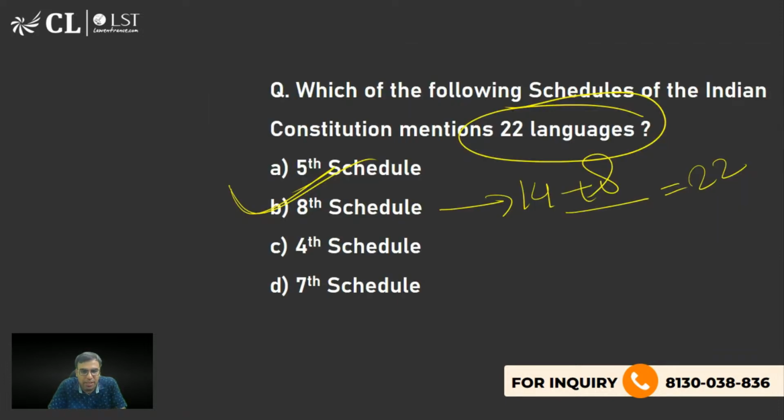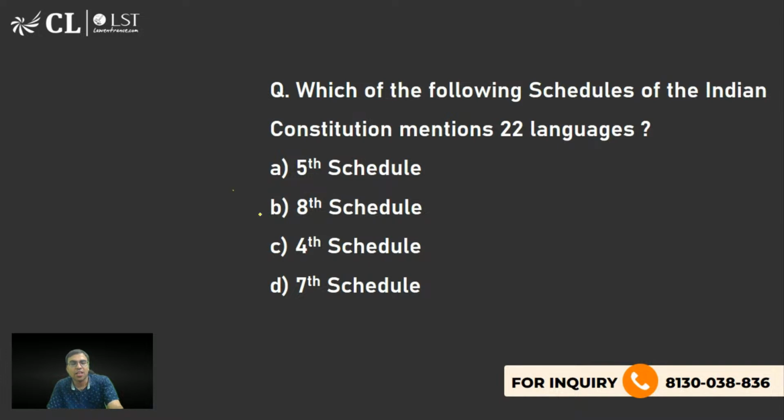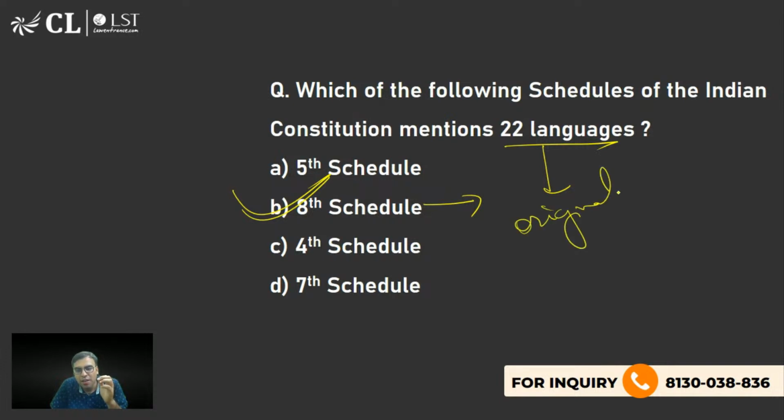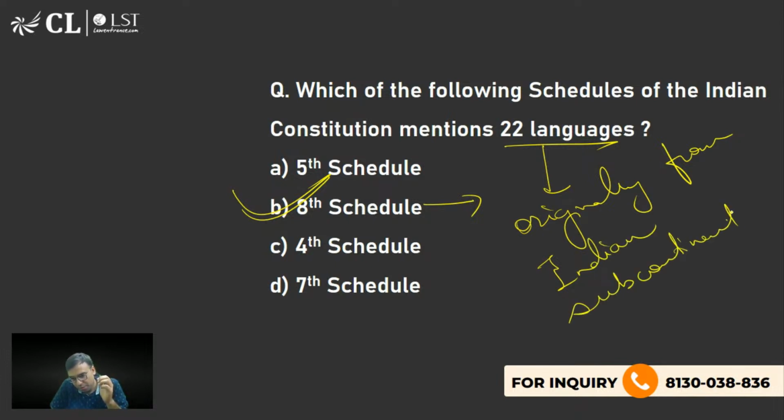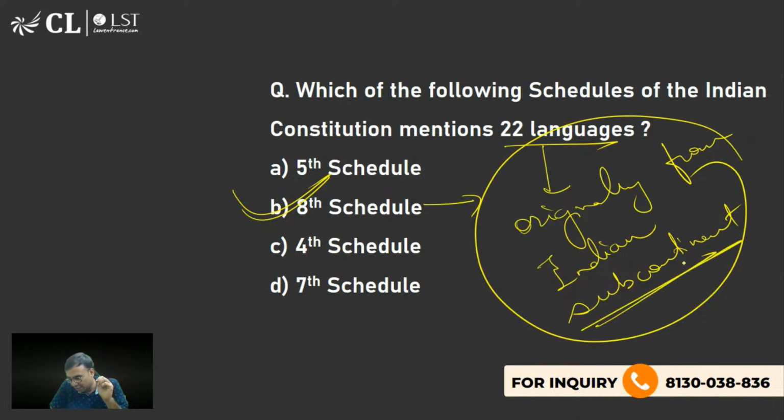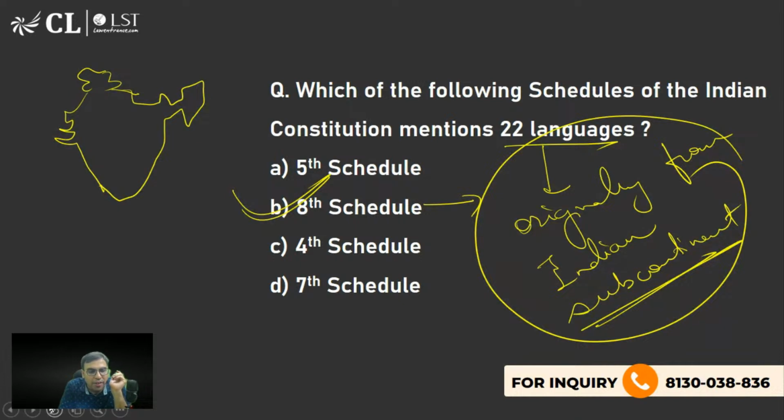This can be asked as: which of the following is not a language mentioned in the 8th schedule? So let me tell you how to remember. If this is asked, please remember these languages are originally from the Indian subcontinent. You will catch it with this. I'm using the word Indian subcontinent. For example, if this is the map of India, that is India. But when I talk about the Indian subcontinent, it also includes Pakistan, Bangladesh, Nepal, Bhutan. All of this is called the Indian subcontinent.